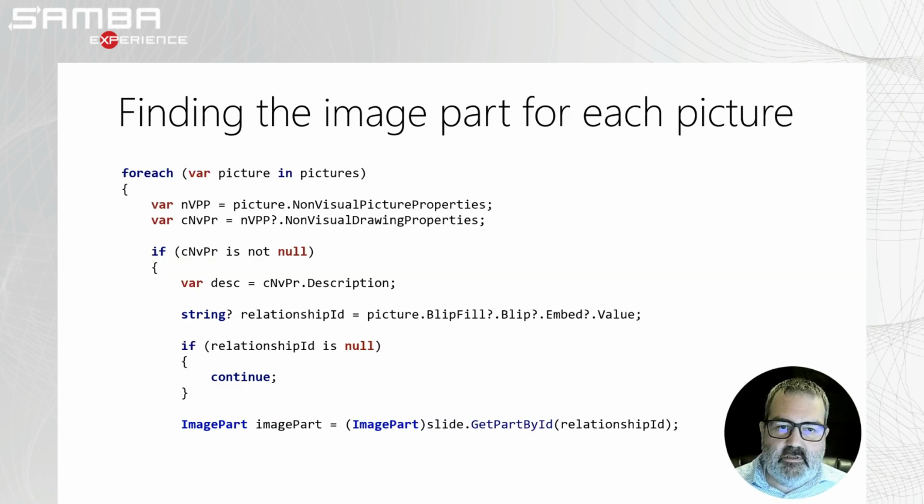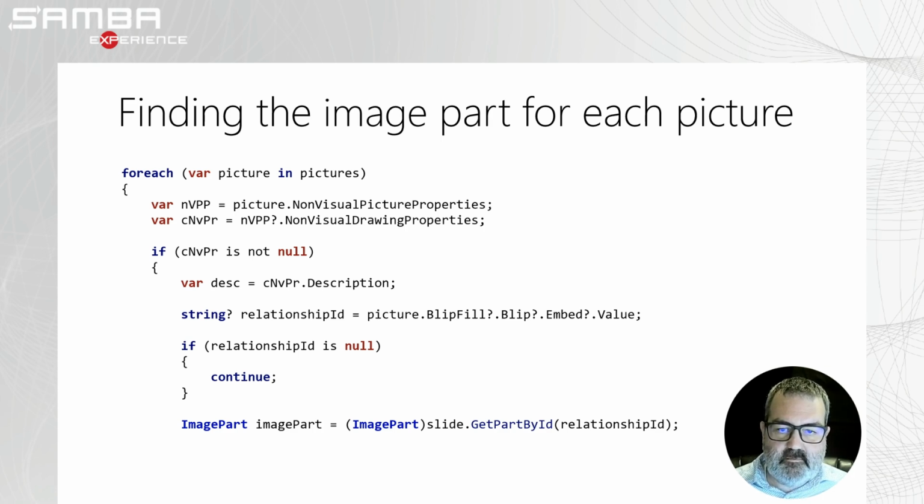So far, we've accessed the picture elements in the slide part, but we also need an image file to send to the Azure AI Vision service. To do that, we find the image's relationship ID and use it to find the image part. Here again, with the Open XML SDK, we can use IntelliSense to help find the relationship ID property, and then the built-in GetPartById method finds the image part.